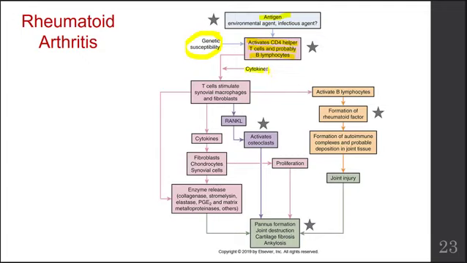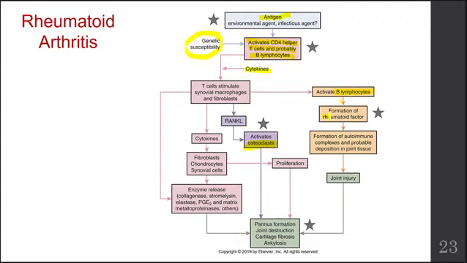The local release of inflammatory cytokines will destroy the joint by ultimately activating osteoclasts, which will break down the bone in areas where it shouldn't. B lymphocytes will also be activated at some point, and remember that B lymphocytes produce antibodies. When they're activated, they'll produce antibodies, and these antibodies will form immune complexes that further injure the joint, as we discussed on the previous slide.